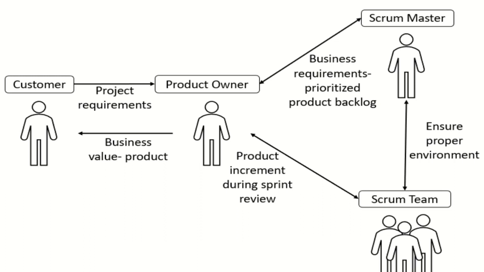So the product owner here, you can find him or her between the customer and the Scrum Master and the team. He receives the project requirements from the customer and communicates them to the Scrum team. So he translates and communicates the business requirements and prioritizes the backlog, and also communicates with the team to discuss the product plan or the product work with the Scrum team.